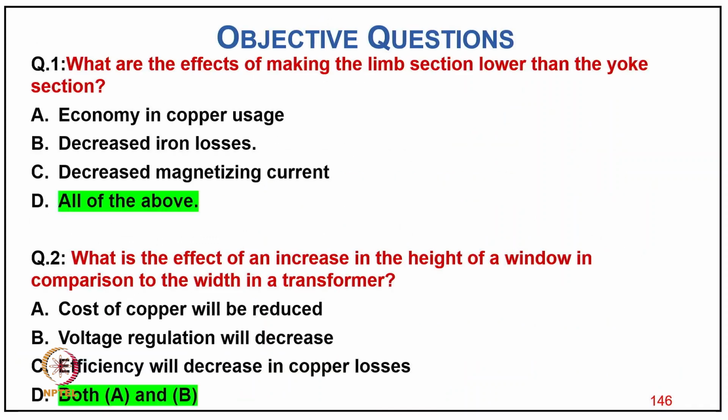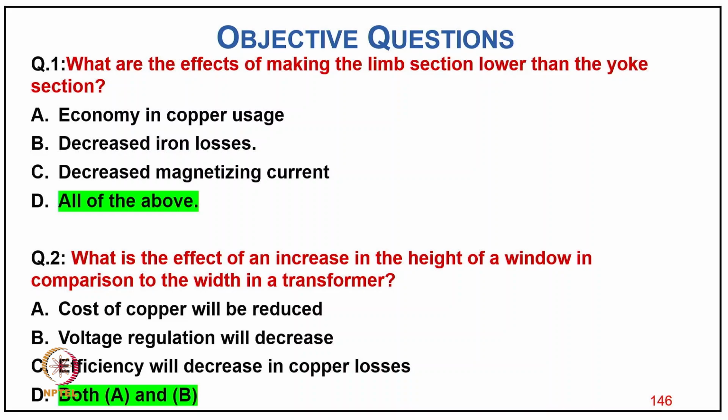Now coming to objective questions: what are the effects of making the limb section lower than the yoke section? It provides economy in copper, decreases iron loss, and so on. And then, what is the effect of increase in the height of the window compared to its width?